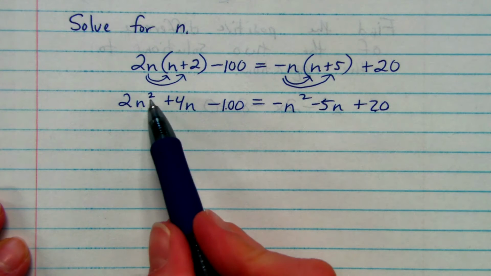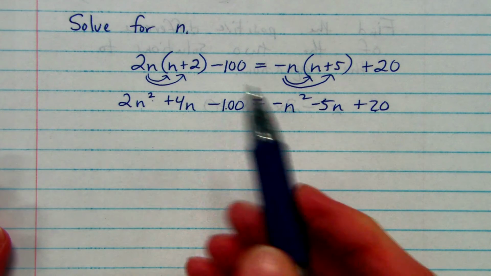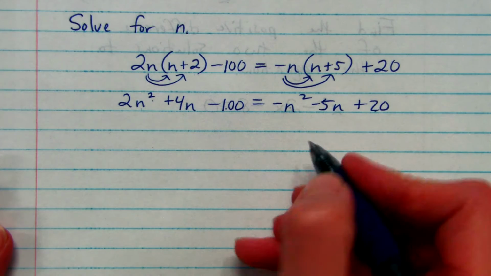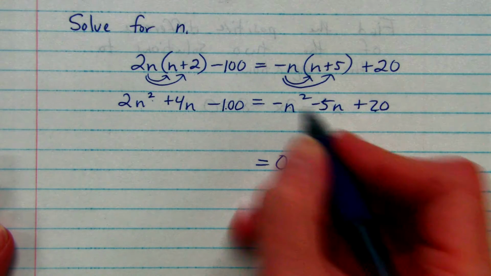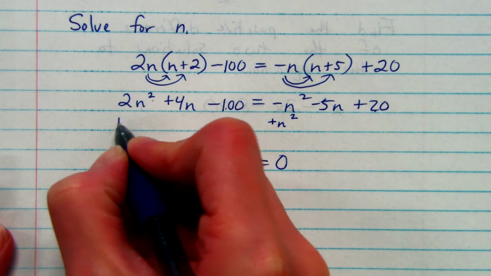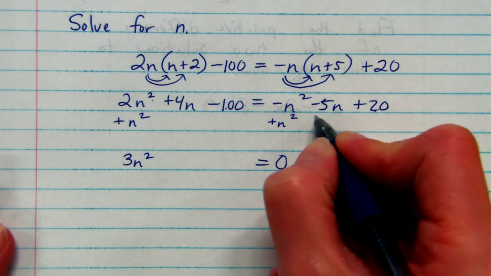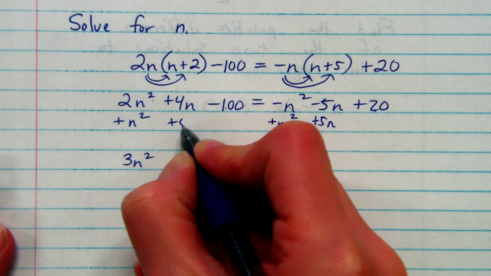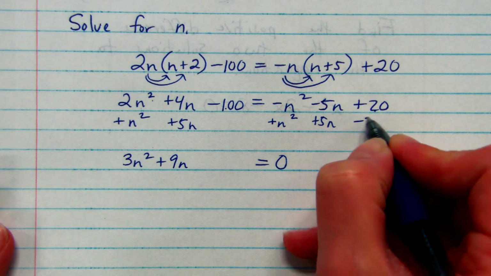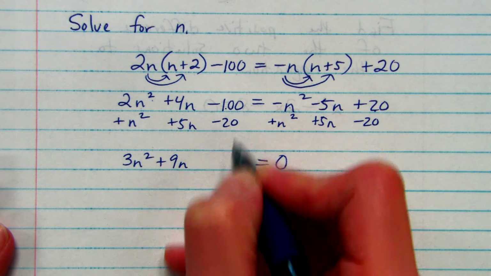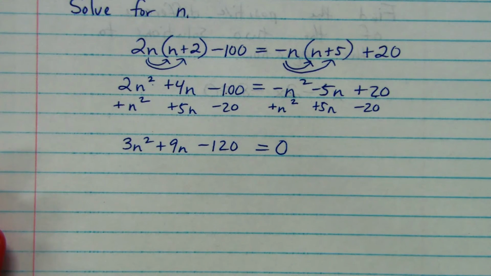This looks like it's going to be a quadratic. We've got some squared variables in here. So we want to make the whole thing equal 0, so that we can solve it. I would add n squared to both sides, which will give me 3n squared. I'm going to add 5n to both sides, which gives me 9n. And then I'd subtract this 20, which will give me negative 120, and then this equals 0.